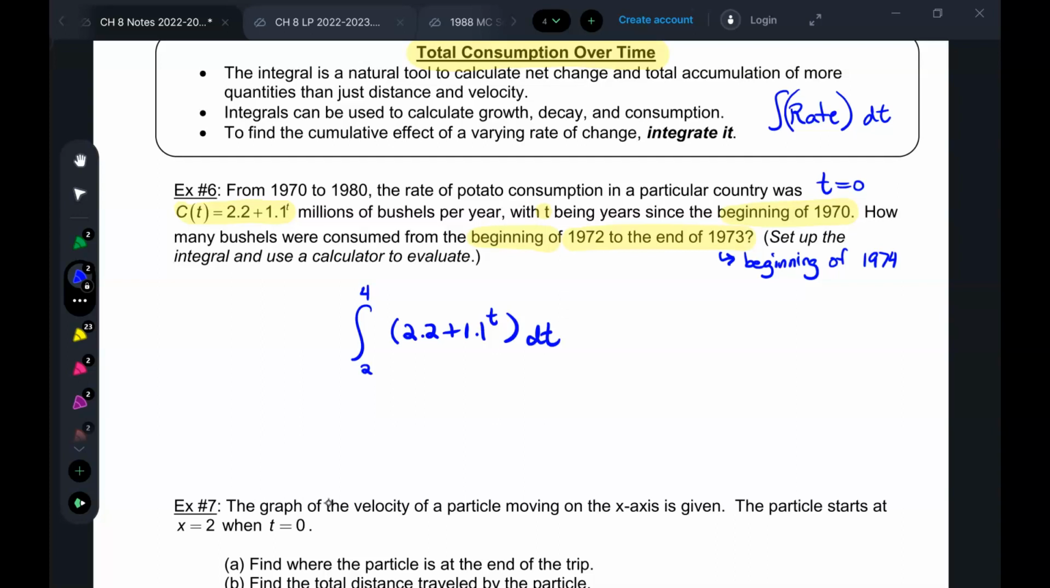That's really just it. It's literally figuring out what the limits of integration are and then plugging it into the calculator. How do you get 4 for the limit? If you think beginning of 1972 to the end of 1973, that's really 2 years. So the end of 1973, like December 31st, 1973, is the same as January 1st.